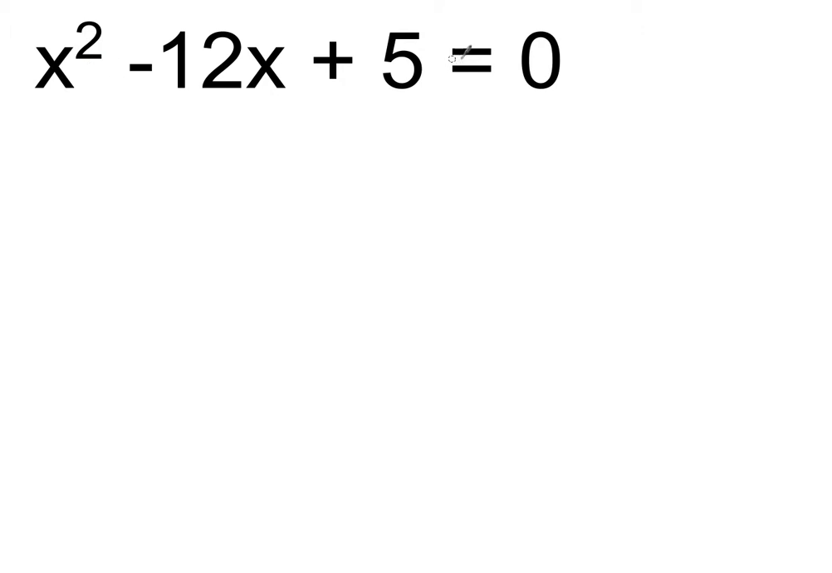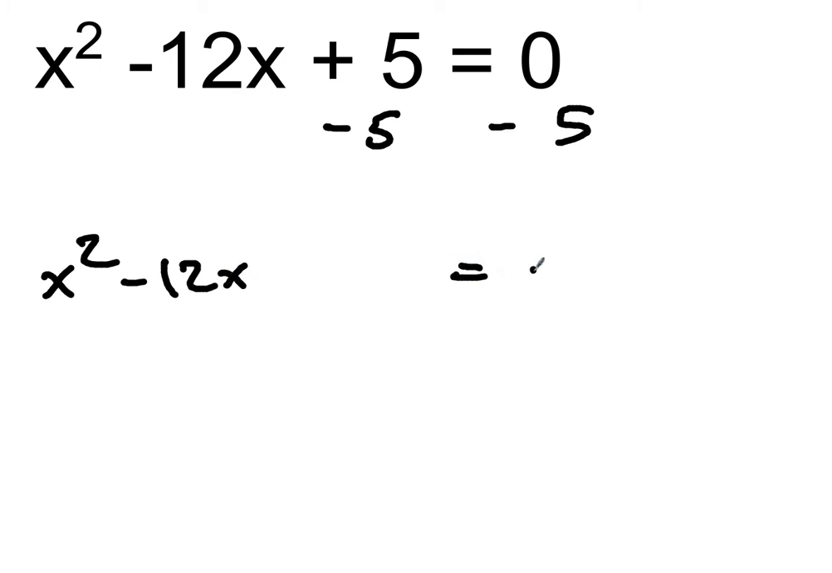Well, this one is not a perfect square trinomial. There are not two factors of 5 that multiply together and give me 5 and then add up to give me negative 12. So what I need to do is move that 5 to the other side. Let's subtract that. Now we have x squared minus 12x equals negative 5. And now we have a problem like the last one. We need to figure out what goes here that would make this a perfect square trinomial.